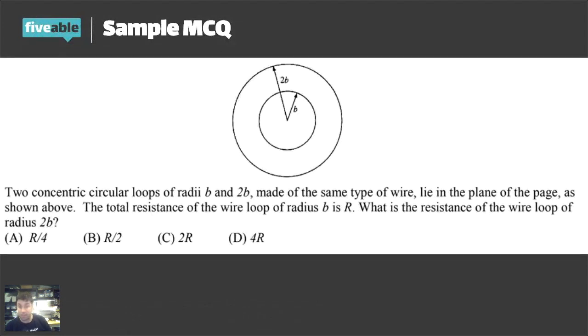So take a minute, take a look at the question here. We've got 2 circular loops, radius A and B. They are in the plane of the page. The total resistance of the wire of loop radius B is R. What's the resistance of the wire loop of radius 2B?